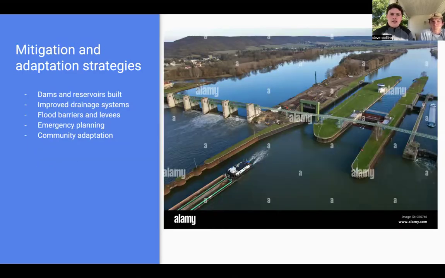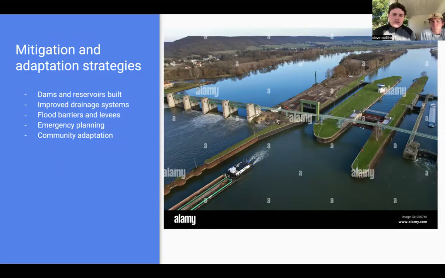So, mitigation and adaptation strategies. There are dams and reservoirs built. These are flood control structures. They were built upstream of Paris to hold back excess water and lower the Seine's flood peaks. Improved drainage systems. Paris upgraded sewers and added underground storage basins to handle stormwater and prevent sewage overflow.